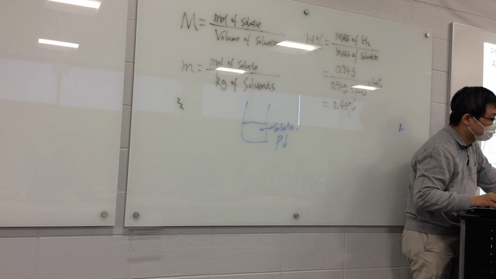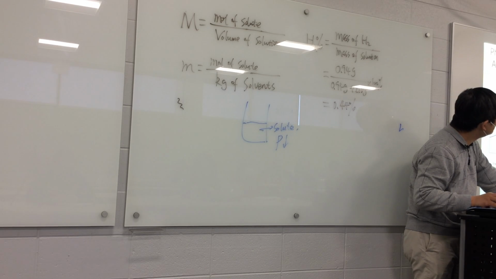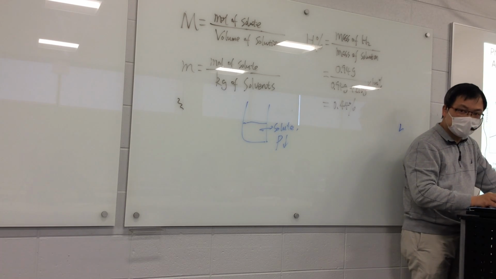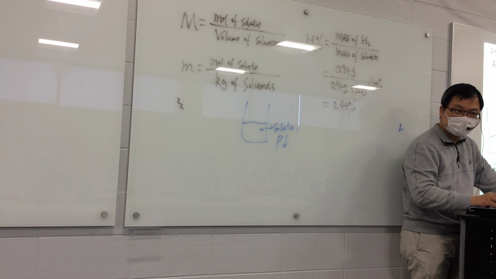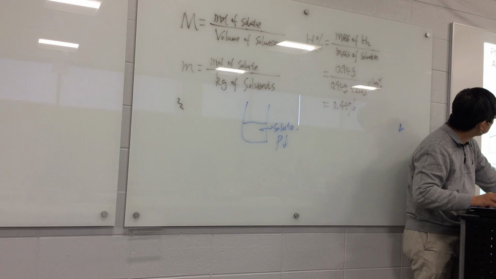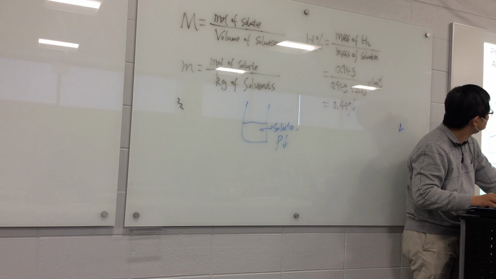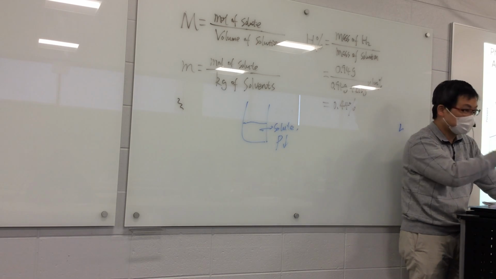Why is that? Because when pure water boils, or when the solution boils, the vapor pressure is always here. This is the vapor pressure, because the pressure here is constant. The pressure here does not change, right? The pressure here does not change.